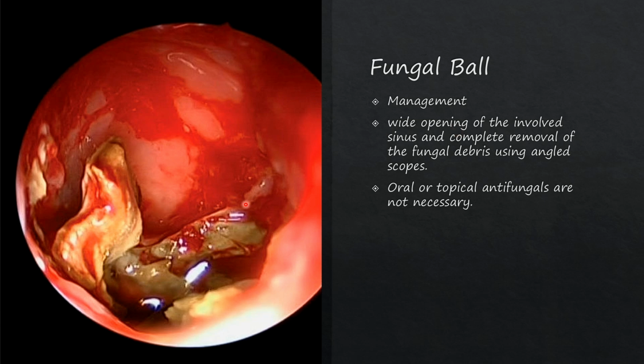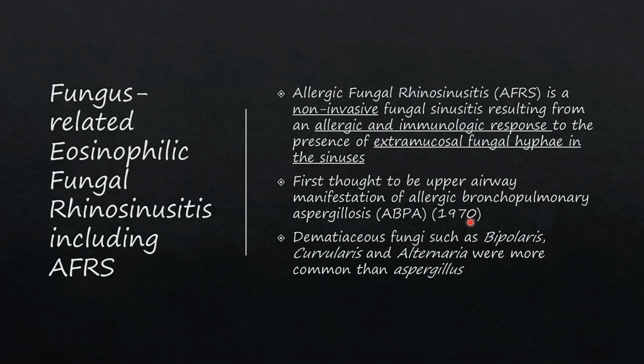This is the fungal ball on endoscopic vision, and as you can guess, our job is to remove this whole fungal ball as clearly as possible by using these angled endoscopes like 70-degree, 30-degree, 45-degree, and then we can use these nasal douchings and nasal sprays, but oral or topical antifungals are not necessary.